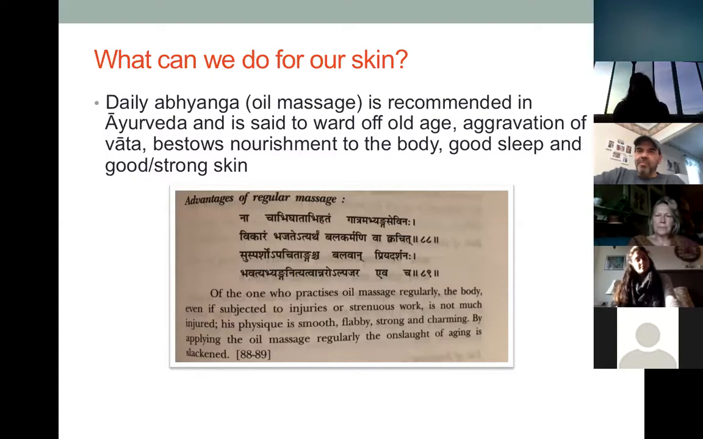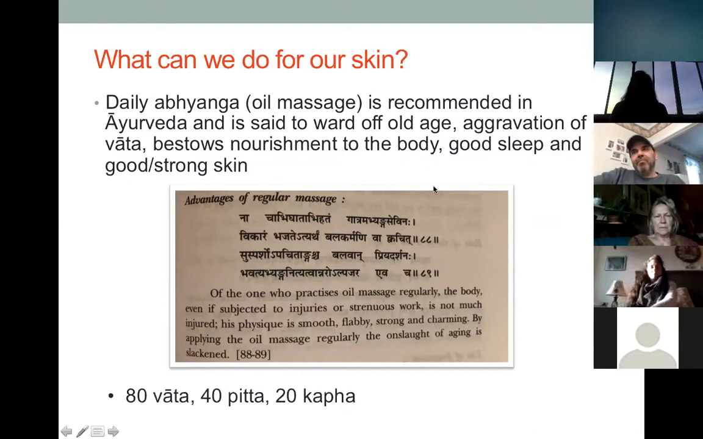So they have a lot of different things that it says. Remember, Charaka Samhita was written about 3,000 years ago, so the wording and the way they translate it might be a little different, but it's said to ward off old age, which we all know oiling or putting different kinds of hydration into our body or on our skin can help ward off the signs of old age. Daily oiling can help with the aggravation of vata. If folks were experiencing lack of sleep from that sleep lecture, we talked about foot oiling as a way to calm down that air energy and ground it, and it bestows nourishment to the body and good, strong skin.